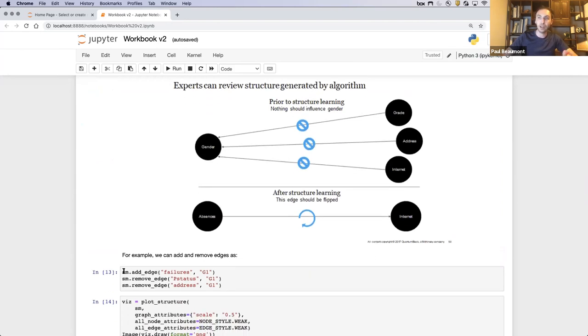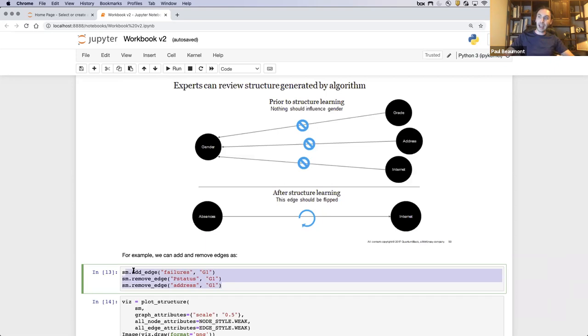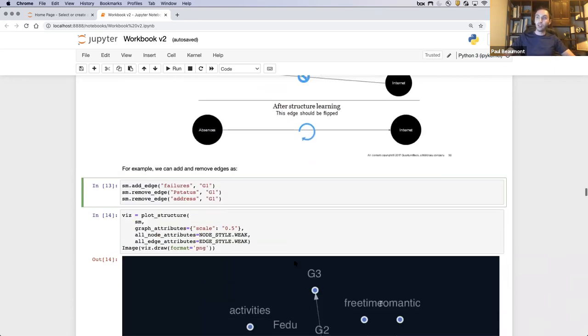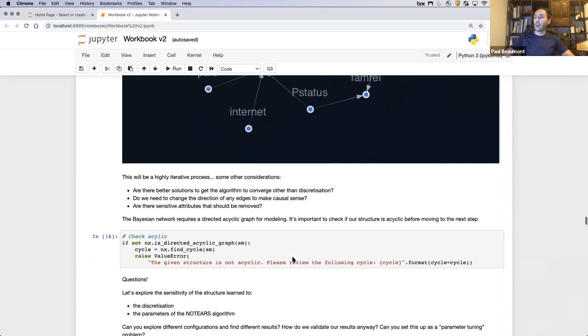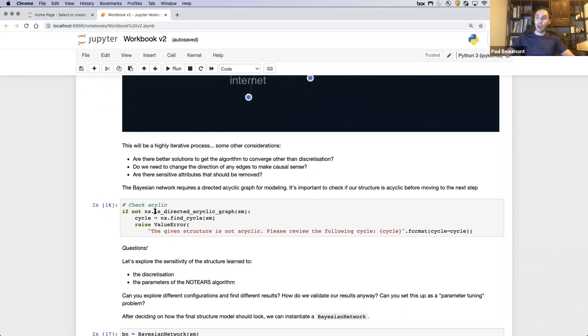So imagine you're working with someone, or maybe you understand the data and you have some insights of your own that you want to embed into the graph. We can manually add and remove edges. You can get rid of them, you can flip them, as long as you end up with an acyclic graph, okay? So we do need to check at the end.